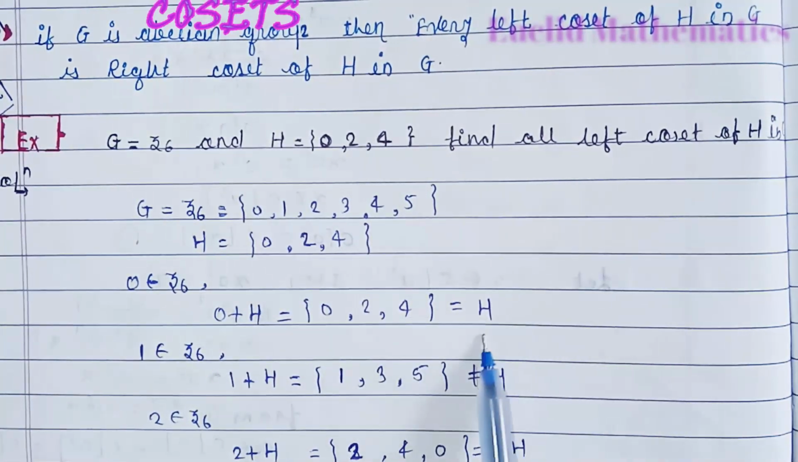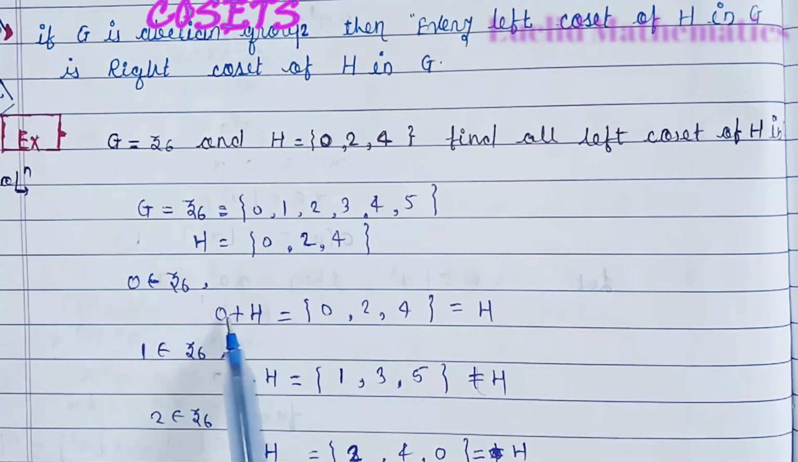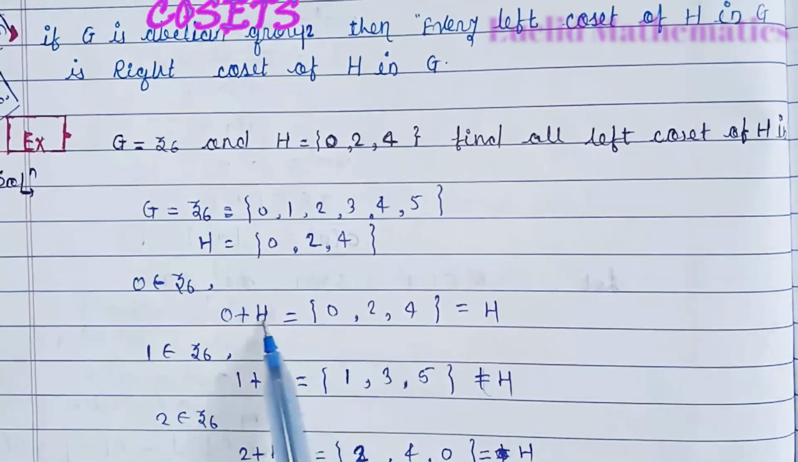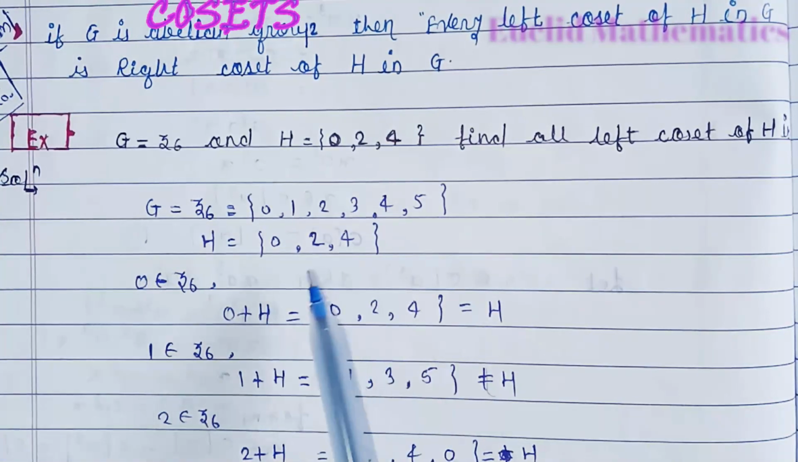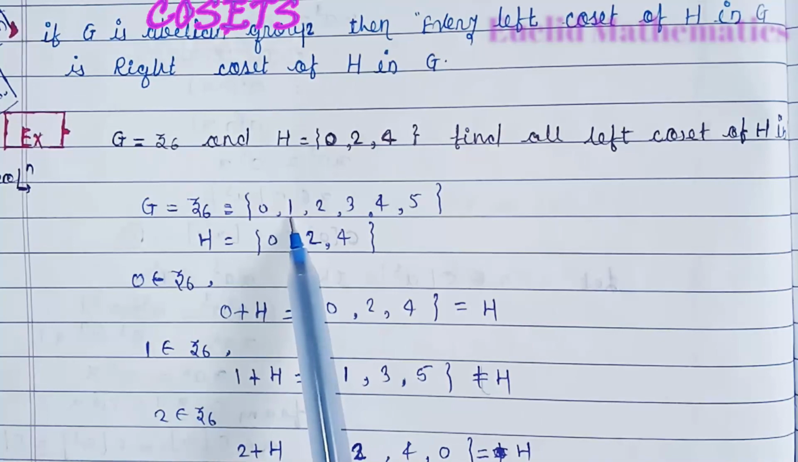Okay, that means our H remains the same. So it is our first left coset, which says that 0 plus H is H as it is, because 0 is the identity element under addition and it remains the same for other elements. Now select the second element from G, which is 1.